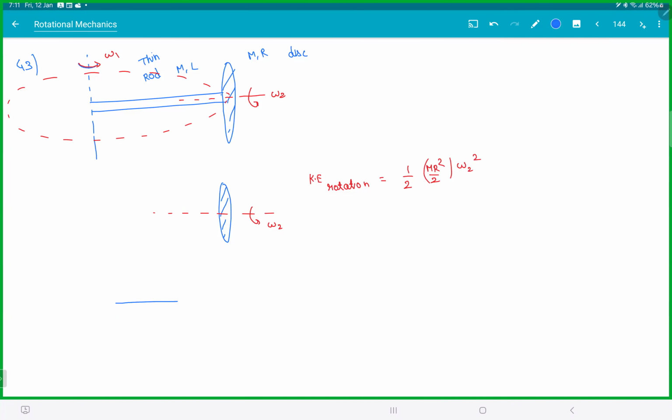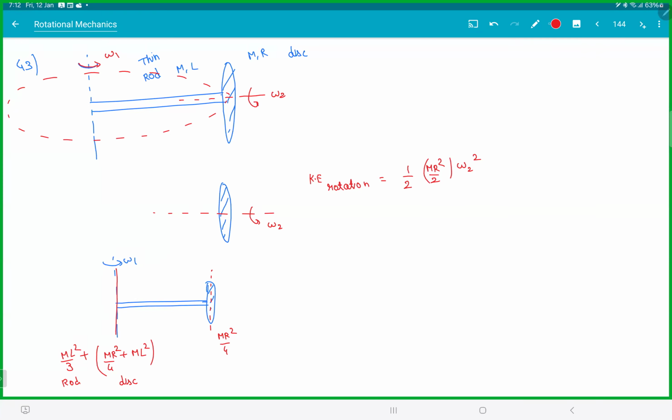The second one, you're rotating about this axis, omega 1. So first about this axis, the moment of inertia is mr square by 4. About this axis should be mr square by 4 plus ml square. This is the parallel axis theorem. This is for the disk. And the rod is ml square by 3. This is for the rod.